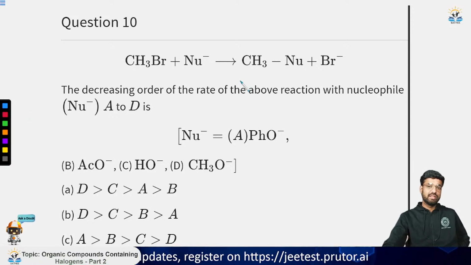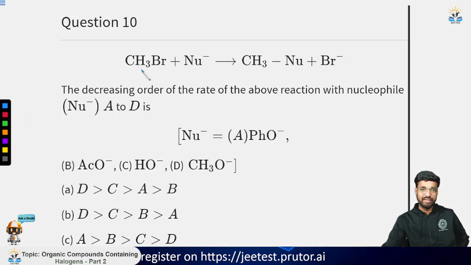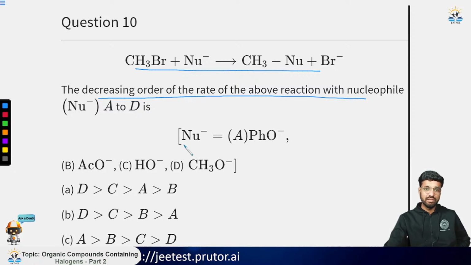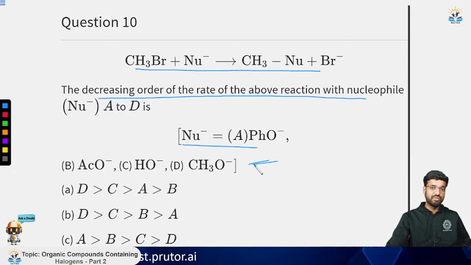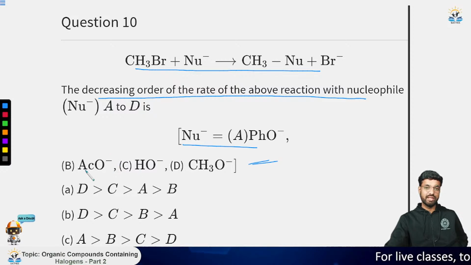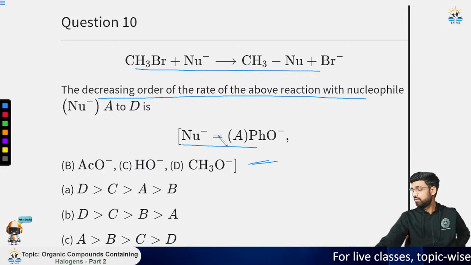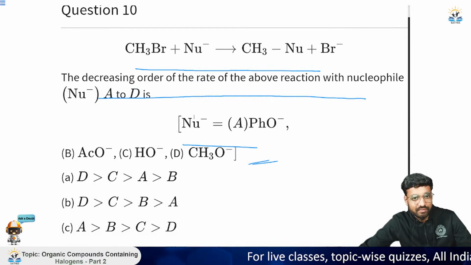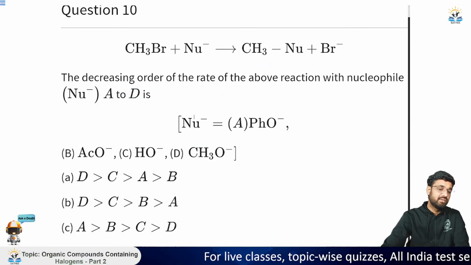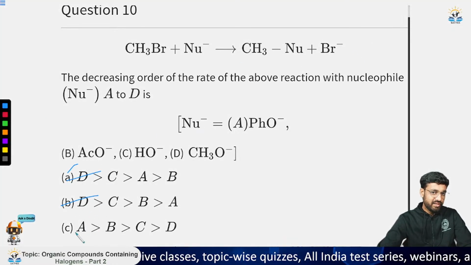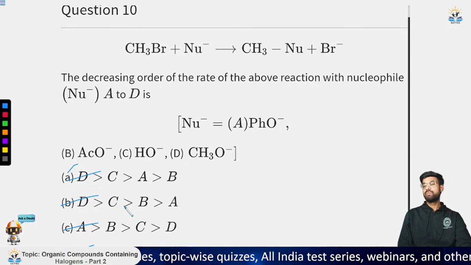Now next, CH3Br plus a nucleophile gives the following reaction. The decreasing order of the rate of the above reaction is the following one. You have to decide which one will give the highest and which one will give the lowest rate. These are PhO minus, OH minus, AcO minus, CH3O minus. You can do it by yourself by recognizing which of the following is the better nucleophile. We have the options DCAB, DCBA, ABCD and BDCA. So you can do it by yourself.